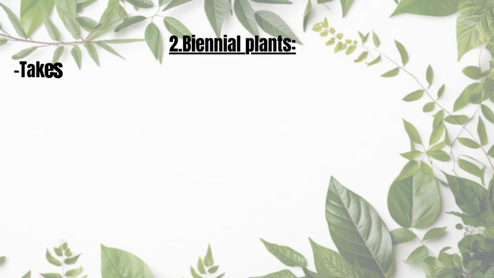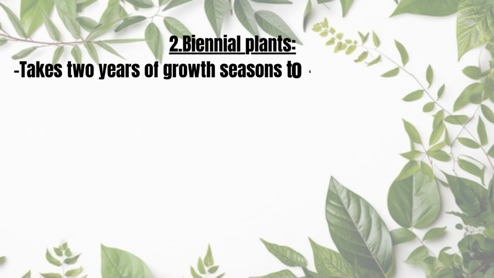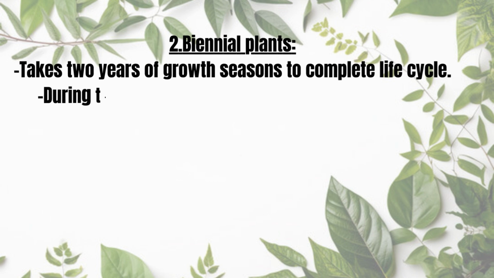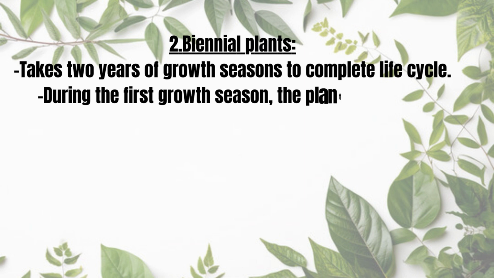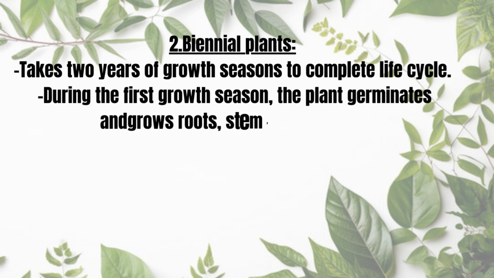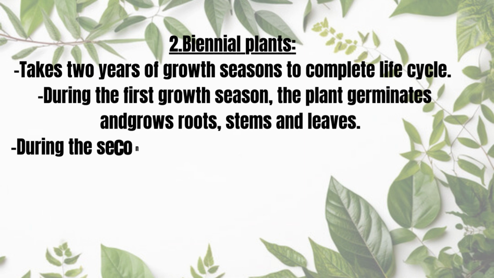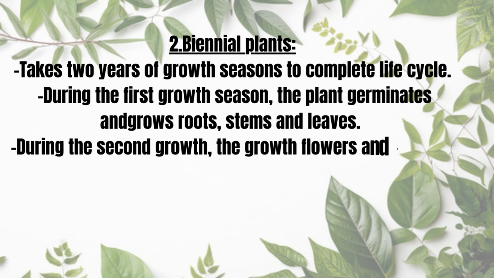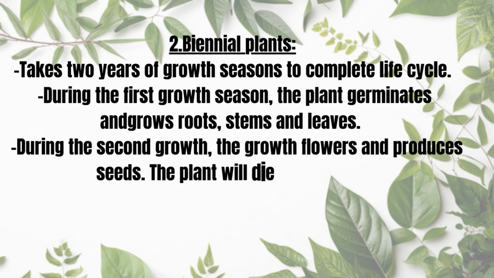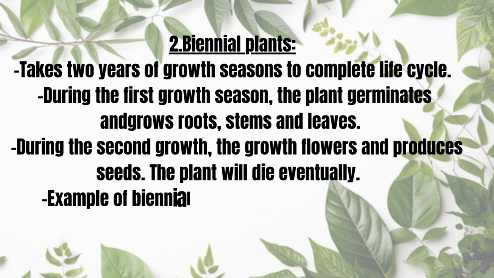Second is biennial plants. It takes 2 years of growth seasons to complete the life cycle. During the first growth season, the plant germinates and grows roots, stems, and leaves. During the second growth season, the plant flowers and produces seeds. The plant will die eventually. Examples of biennial plants are carrots and cabbage.